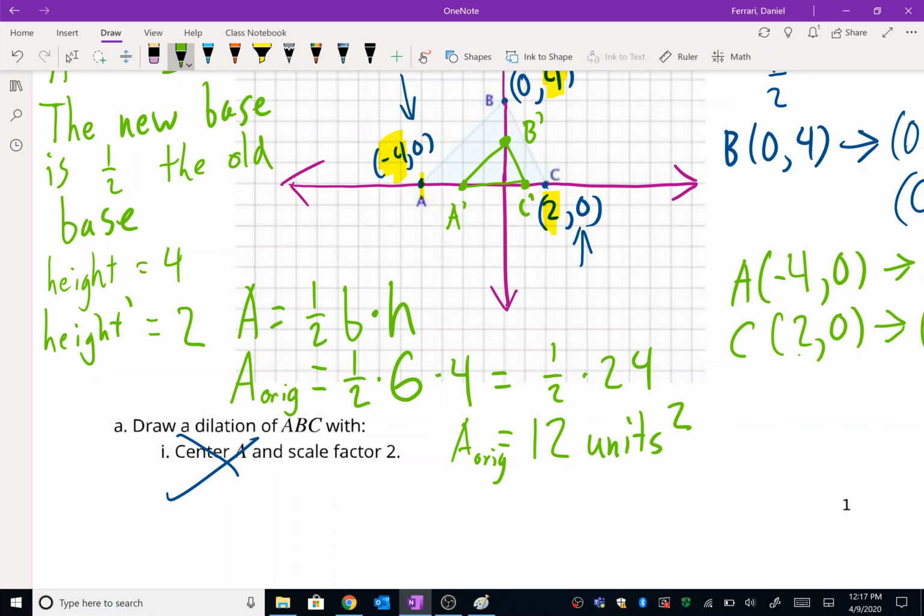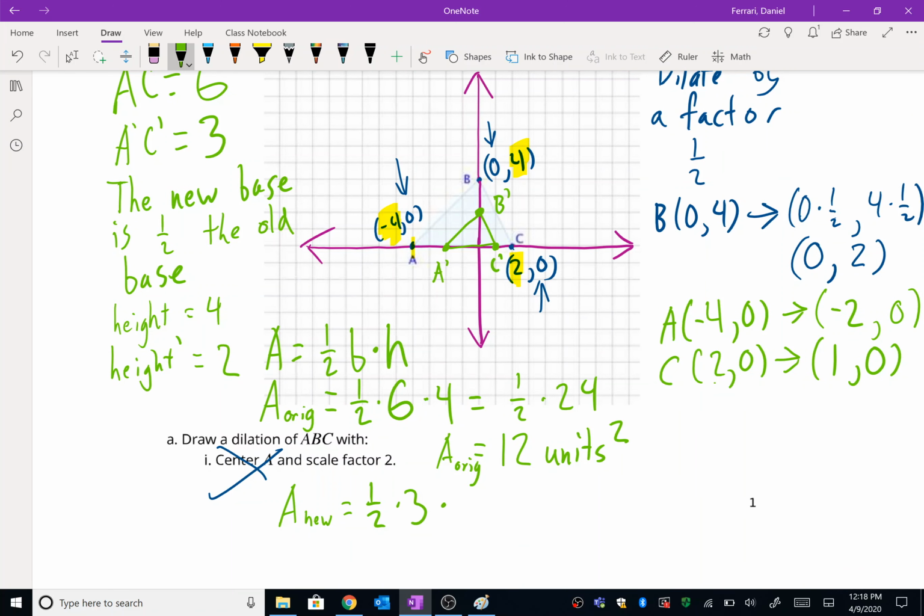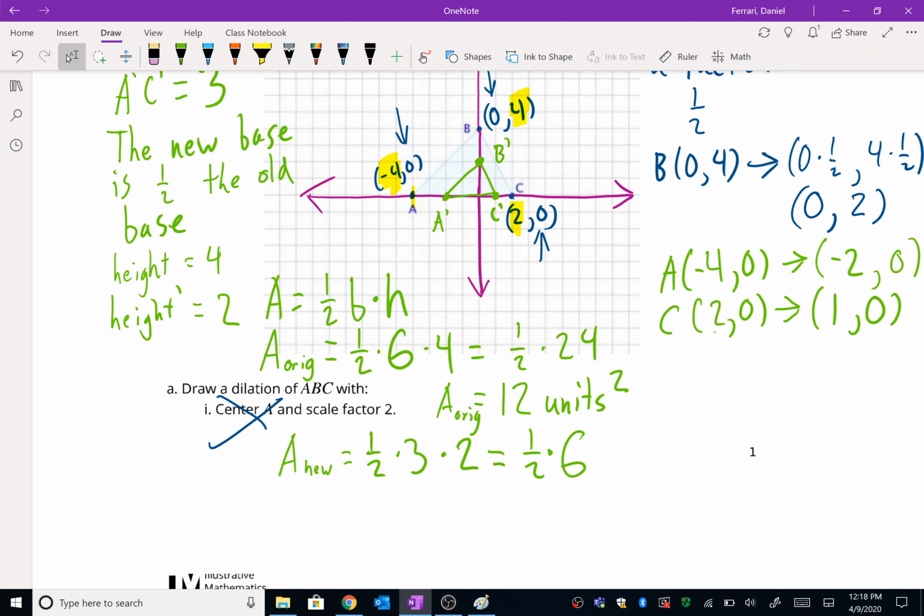And remember, when we give an area, it's always units squared because it represents how many boxes fill up that triangle. So 12 units squared. Now we're going to repeat that process for the area of the new triangle. It's still 1/2 base times height, but this time the base is 3 and the height is 2. So 1/2 times 3 times 2, which is 6. Half of 6 is just 3. So the area of the new triangle is 3.